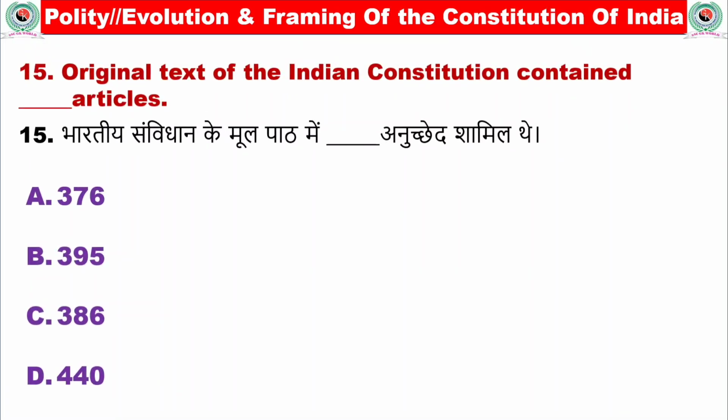Next, the original text of the Indian Constitution contained dash articles. The correct answer is option B. 395.